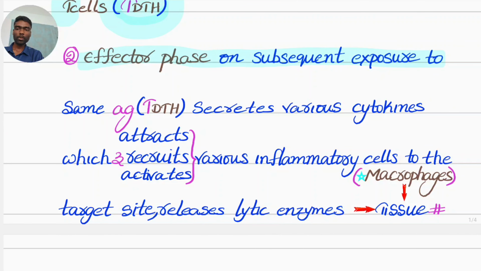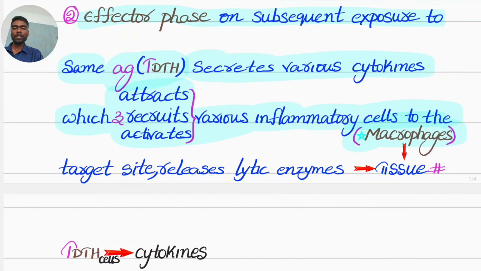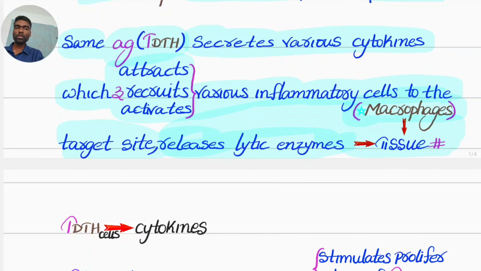On subsequent exposure to the same antigen, this delayed type hypersensitivity T helper cell secretes various cytokines which attract, recruit, and activate various inflammatory cells, mainly macrophages, at the target sites, releasing lytic enzymes. These macrophages release various lytic enzymes which lead to tissue damage, ultimately leading to the delayed type 4 hypersensitivity reaction. What are those cytokines which are activating macrophages? After activating, what will the macrophage do?